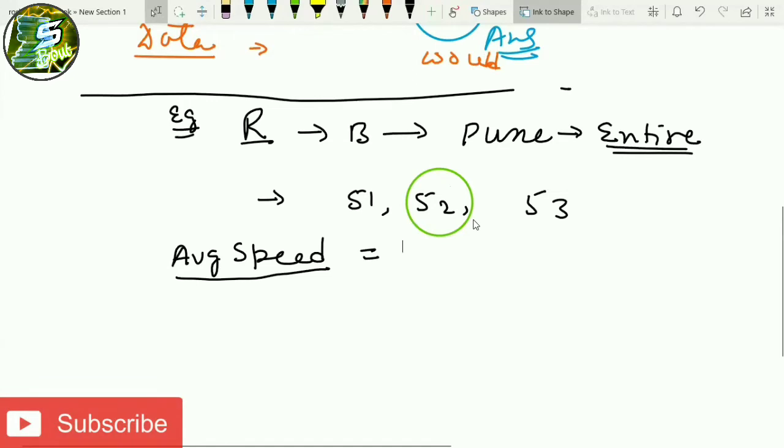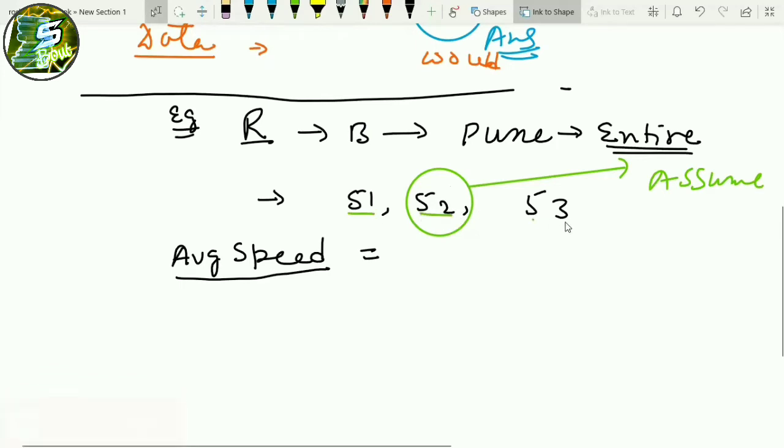Exactly. Those who are saying 52 are again assuming. What are they assuming? They're assuming that whatever time he travels on each of these 3 speeds, all the times are equal. Have I ever said that? Let me make it clear.